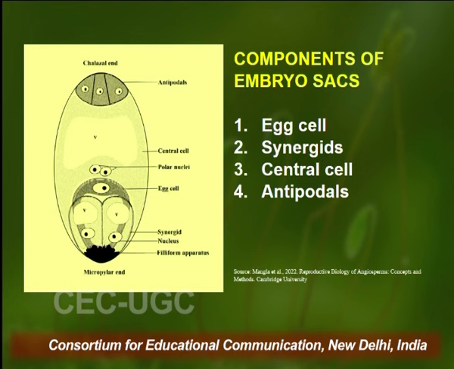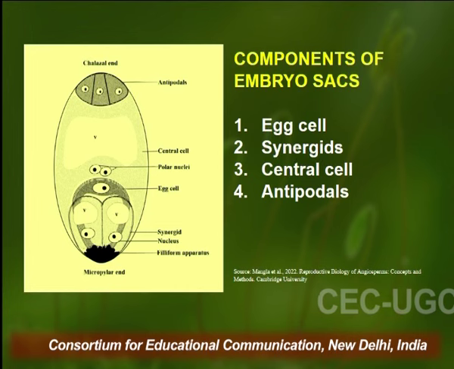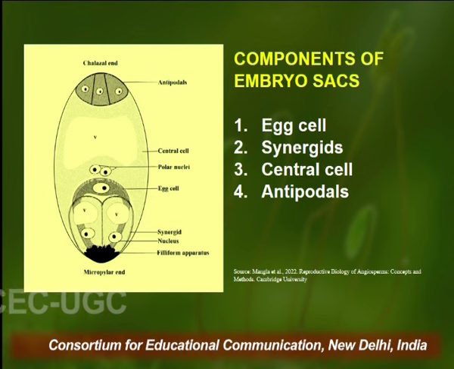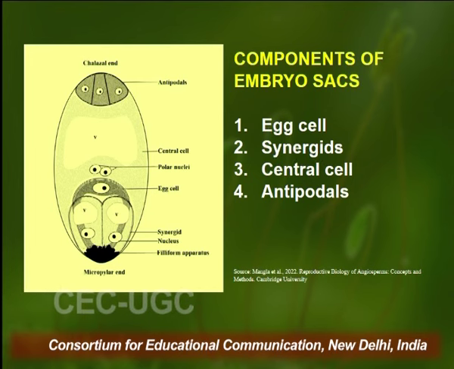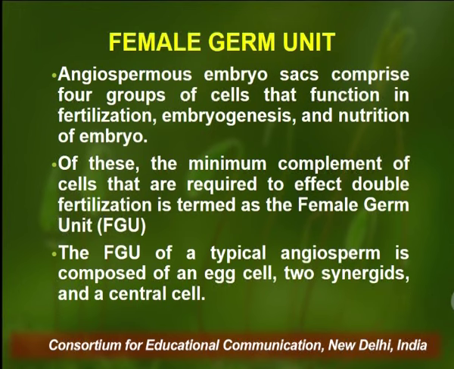The one which is slightly bigger and in the center is the egg cell, and on both sides are 2 smaller balloons, which are the synergids. Then there is the large cell, which is the central cell, and again there are 3 small cells at the chalazal end, which are the antipodals. At the micropylar end there is this egg apparatus.